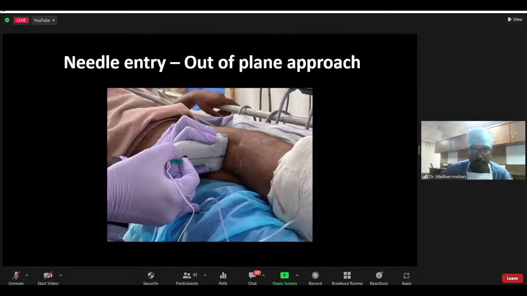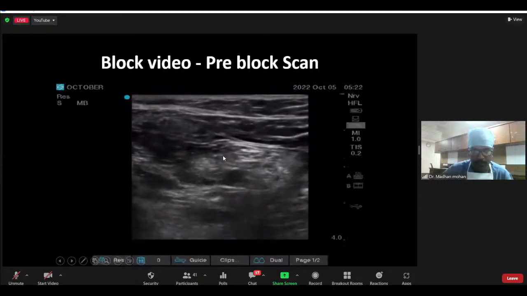Coming on to the out-of-plane approach, this picture shows the needle entry point for out-of-plane approach. Usually there will be a black mark in the high-frequency linear transducer. So that corresponds to the center of the footprint. That corresponds to the center of the screen also. So always keep the area of interest, sciatic nerve, in the center of the screen and pick the black mark. Now out-of-plane approach. Again, this patient is in the lateral position.